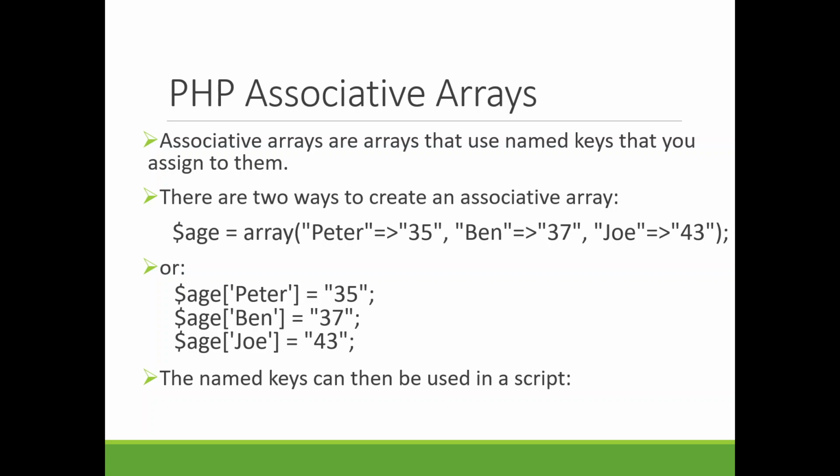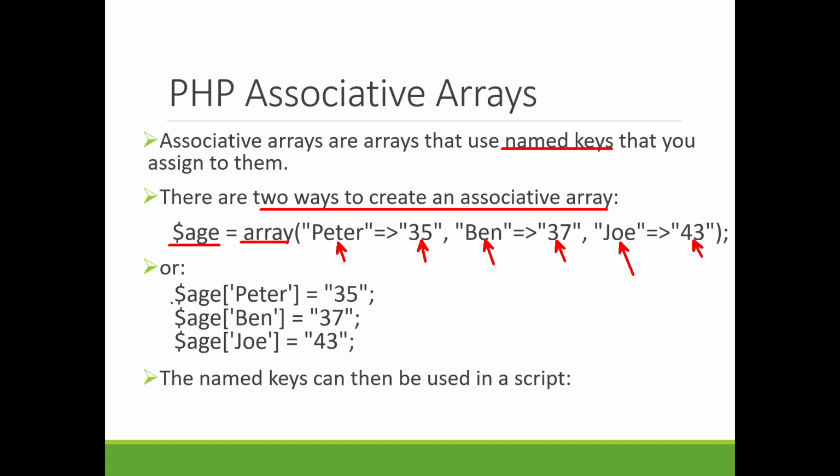So now we look at associative arrays. An associative array is an array that uses named keys. There are 2 ways of creating an associative array. First one, you create a variable, then you use the array function. So this is the name of that position, Peter. This is the value of that position. This is the name of that position. This is the value of that position. Name, value.